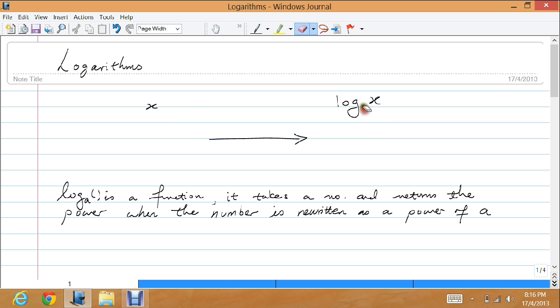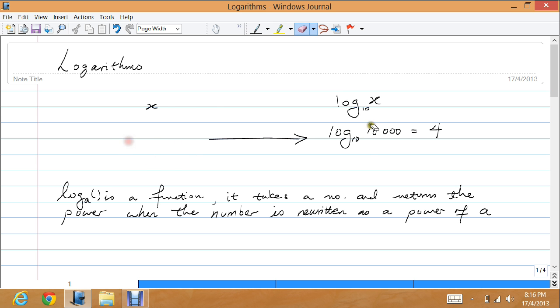Let's change the base to, let's say, 10, and let x be 10,000. Now if I were to write log base 10 of 10,000, what do you think would be the answer? Now note that 10,000 is actually 10, the base of the logarithm, raised to the power of 4, right? So the output of this is actually 4.